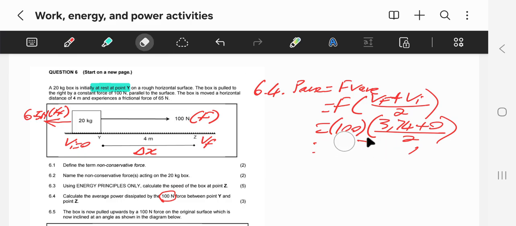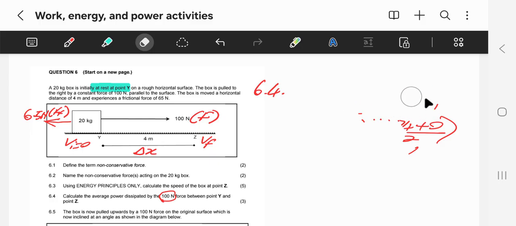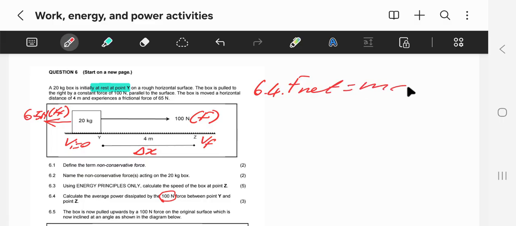So this is my average power, but I can use another method. That method is where I can make use of the equations of motion. If we are going to use the equations of motion, the first step is to find our acceleration, because we do not have the acceleration. So we'll use F net is equal to ma, and our F net is the sum of all the forces. If you recall, F net was equal to 100 minus 65, and this gave us a value of 35.